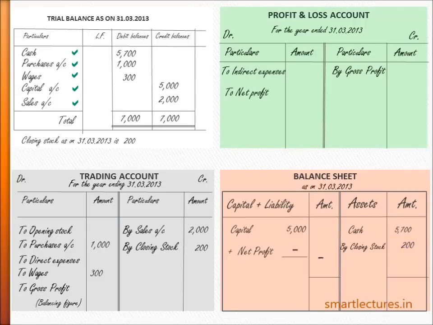Now let's complete trading account first. Total on credit side 2,200. And to gross profit. What will be the amount? This is the balancing figure. This is the weaker side. The amount will be 900. Total on both sides 2,200.